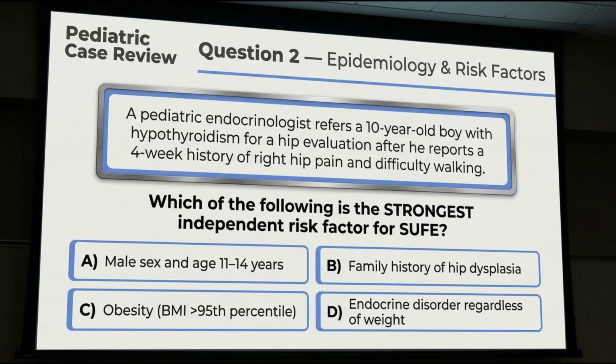Case 2. A pediatric endocrinologist refers a 10-year-old boy with hypothyroidism for a hip evaluation after he reports a 4-week history of right hip pain and difficulty walking. Which of the following is the strongest independent risk factor for slipped upper femoral epiphysis? Option A. Male sex and age 11 to 14 years. Option B. Family history of hip dysplasia. Option C. Obesity, defined as body mass index above the 95th percentile. Option D. Endocrine disorder regardless of weight.